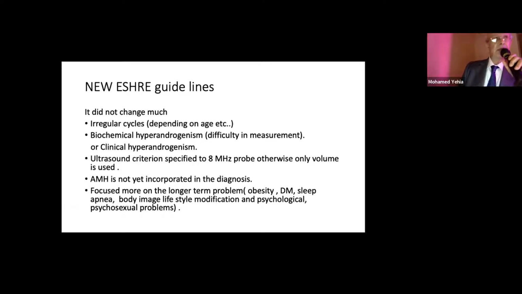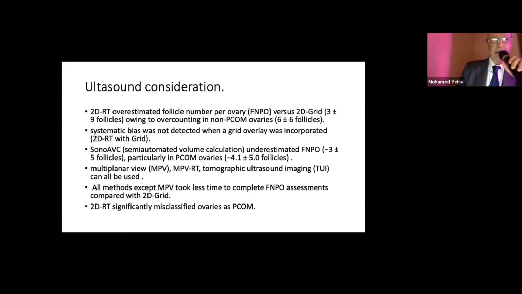AMH is not yet incorporated in the diagnosis, and they focus more on the long-term problems of polycystic ovary. That's obesity, diabetes mellitus, sleep apnea, body image, lifestyle modifications, and psychological and psychosexual problems. These were the main things that came with the new ESHRE criteria.